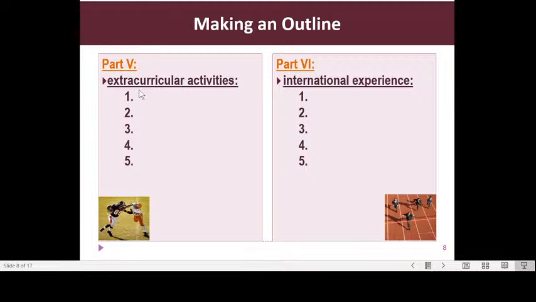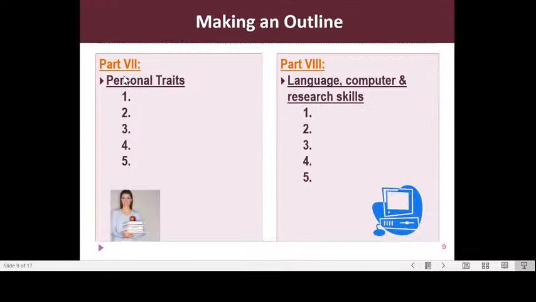And then part 6, in part 6, you tell about your extracurricular activities, the kinds of activities you participated in when you were a student or in the community. If you have any international experience, then you talk about this in part 6. If you have several international experiences, you've worked abroad, you've studied abroad somewhere, so you talk about this.